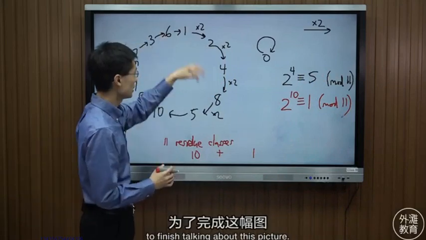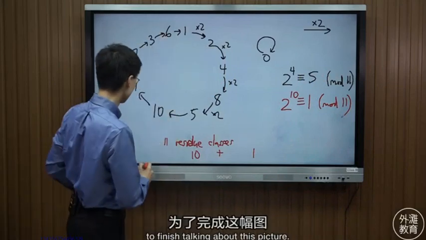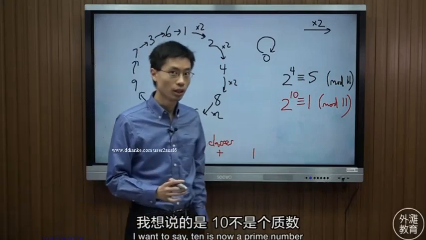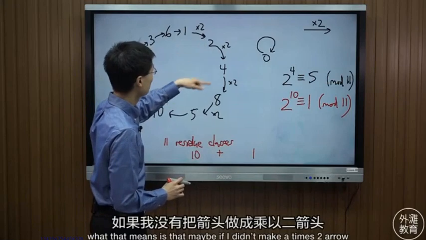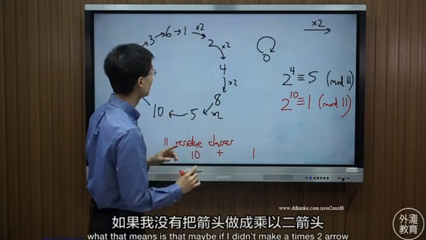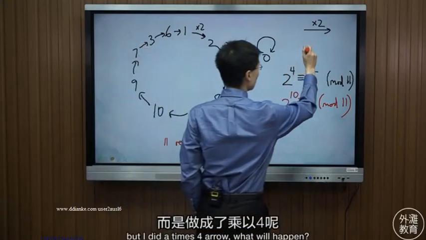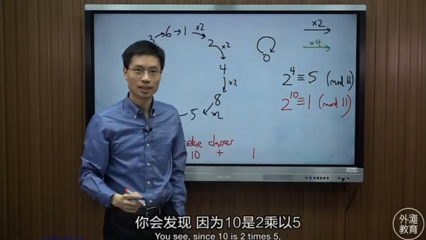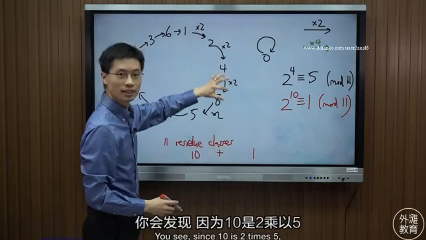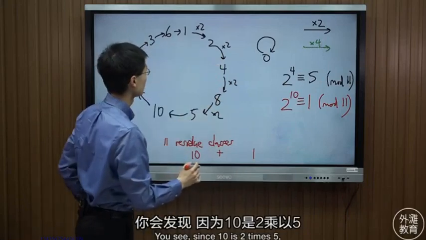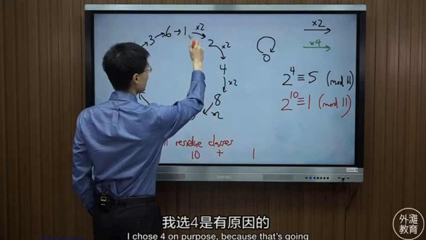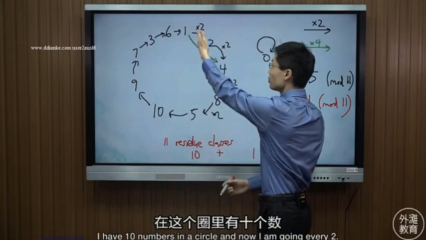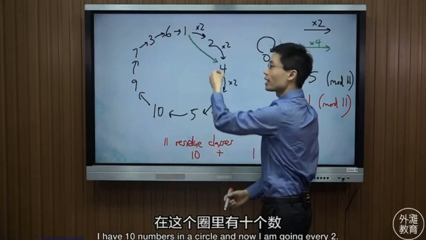To close this picture, to finish talking about this picture, I want to say 10 is not a prime number. What that means is that maybe if I didn't make a times 2 arrow, but I did a times 4 arrow, what would happen? You see, since 10 is 2 times 5, I chose 4 on purpose because that's going to start skipping around. I have 10 numbers in a circle, and now I'm going every 2.